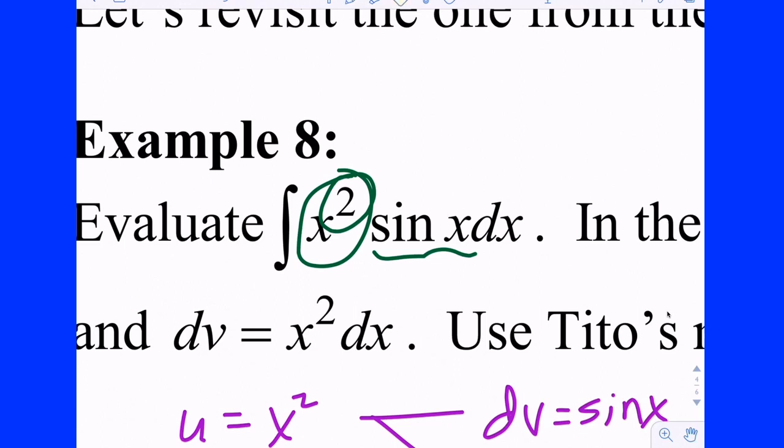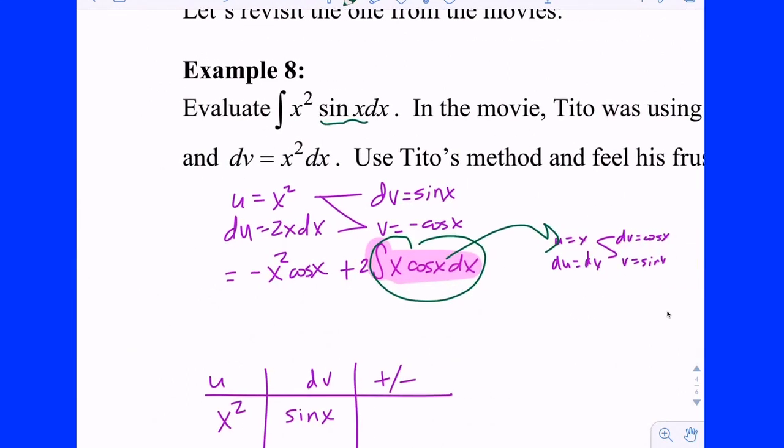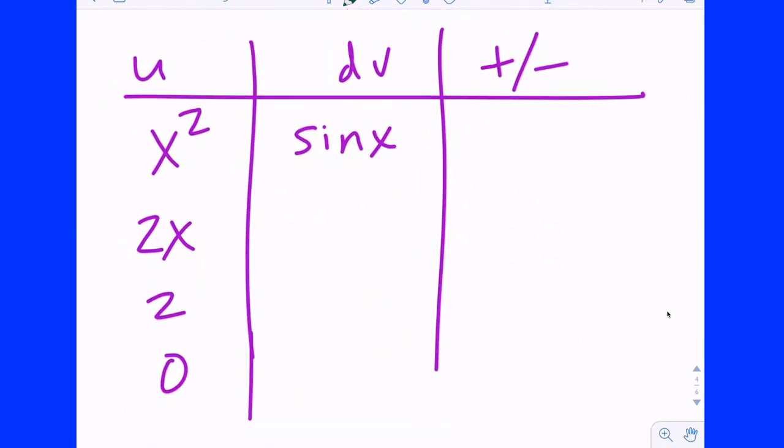So if that's more than 1, if that's the squared or higher, then you're probably going to want to do it using the tabular method. So that's what I was in the process of showing you how to do. The tabular method has 3 columns. The first column is u, the second column is dv, kind of the way we normally list them. But then you have a third column that's plus or minus. What that's going to do, it's going to alternate signs.